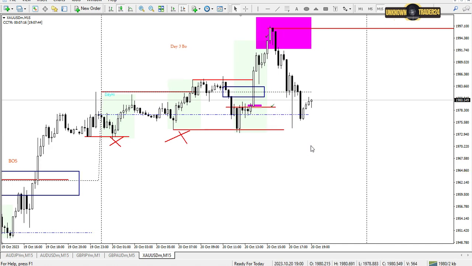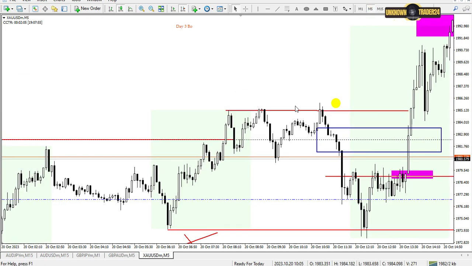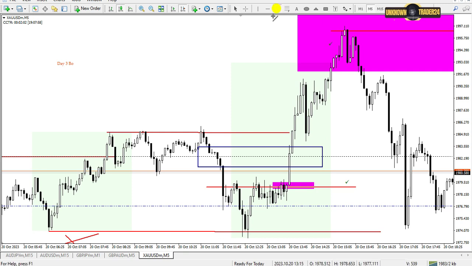Guys, I don't know how to explain this. You see, they actually made it. Let's go to a smaller time frame. They've broken structure here. It was going down, and they broke the structure on a minor, smaller level. This is your break in structure.